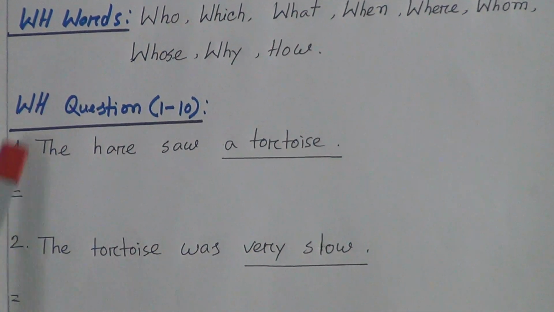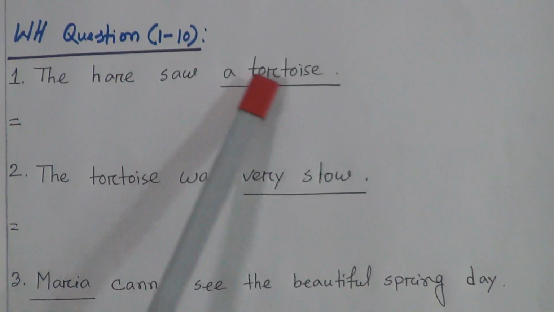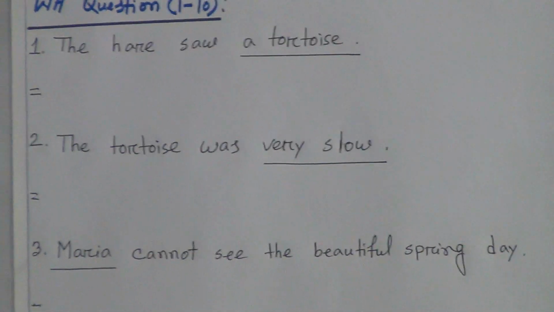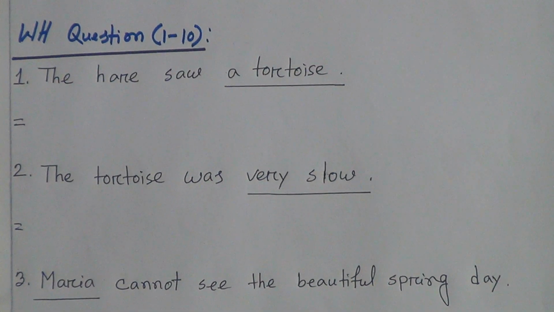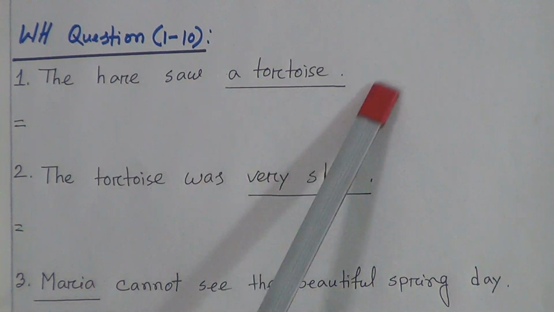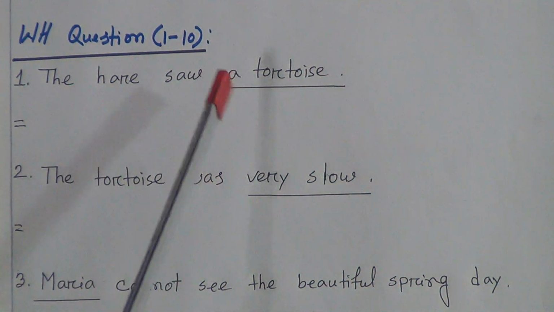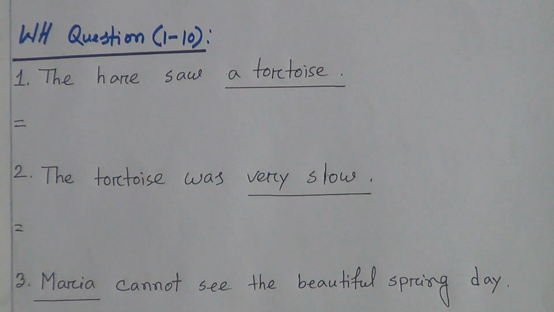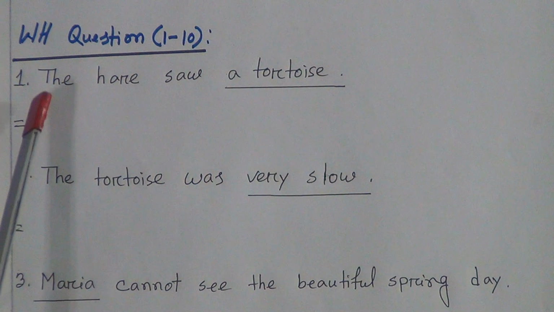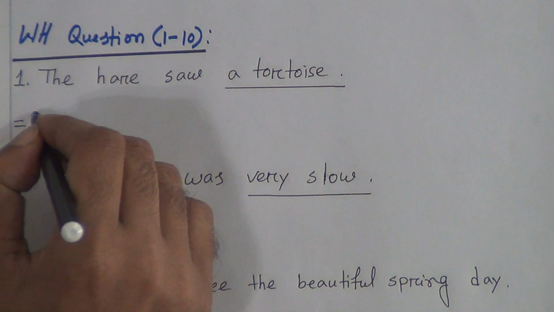The first sentence is: the hare saw a tortoise. Look at the underlined portion of the sentence. We have to make a question seeing or noticing the underlined portion. The hare saw a tortoise. Here, a tortoise is the object of this sentence. If we find an object or subject as our answer, we will ask the question using what. So we will use what.